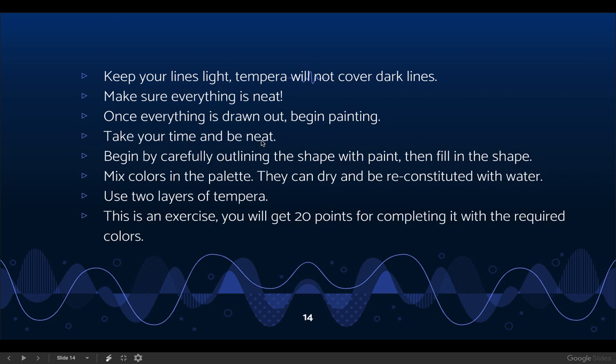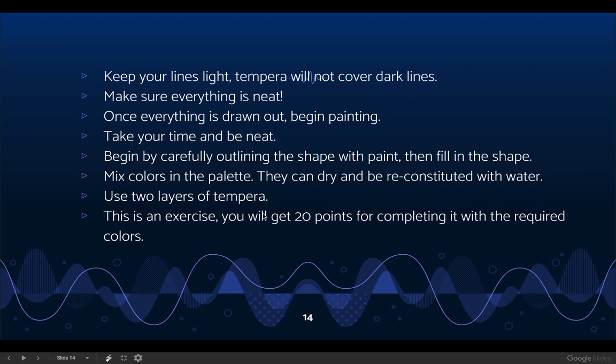Once everything is drawn out, you can start painting. You want to start by outlining your shapes, and that'll be in another video, and then you're going to fill it in. So outline first, slowly and steadily, then you fill in your shape. Take your time and be neat. A lot of people find it easy to label your spaces with the color that you're going to use before you start, so that you don't mess it up, or so that you feel more confident with what you're doing. Begin by carefully outlining the shape with paint and then fill it in.